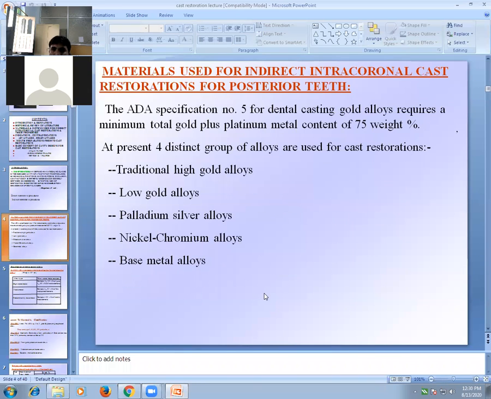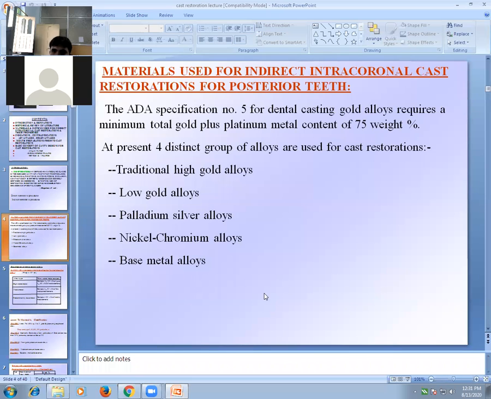Okay. So the materials used for indirect intracoronal cast restorations are for posterior teeth. Generally, for anterior teeth, we use an aesthetic material, that is ceramic only. But in case of posterior teeth, we can use either metallic or ceramic materials. According to ADA specification number 5 for dental casting gold alloys, a minimum total gold plus platinum metal content of 75% is required. That means a casting alloy should possess more than 75% of gold and platinum.